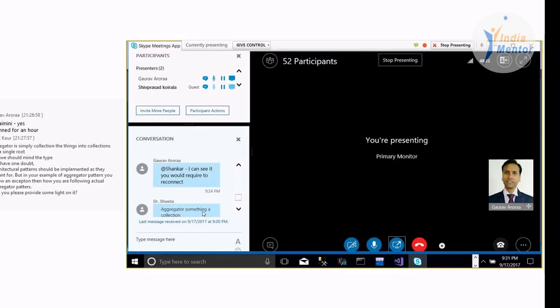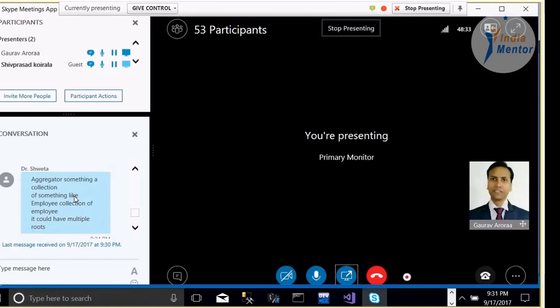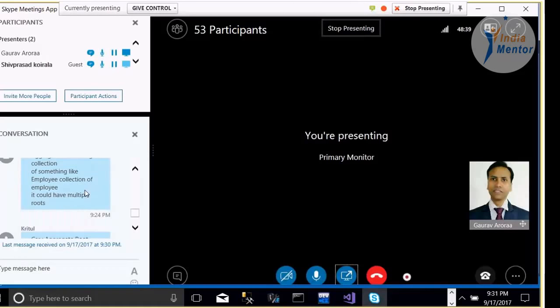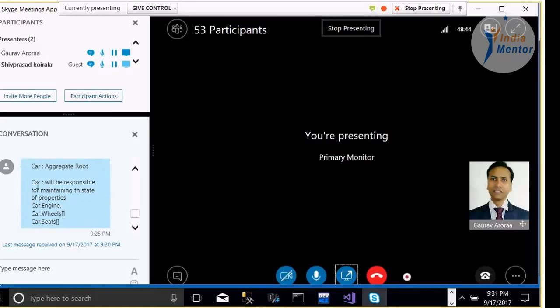Okay, so Sankasi, we would reconnect. Aggregate is something like a collection. Yes, but it is not just a collection. Like we always have a one-to-many collection, Shweta ma'am. But the second important part is it has to go through a central root. It has to go via the root. So everything cannot be public out there. Yes, exactly, what you said is right. So car is the aggregate root. Okay, yeah, that's right.